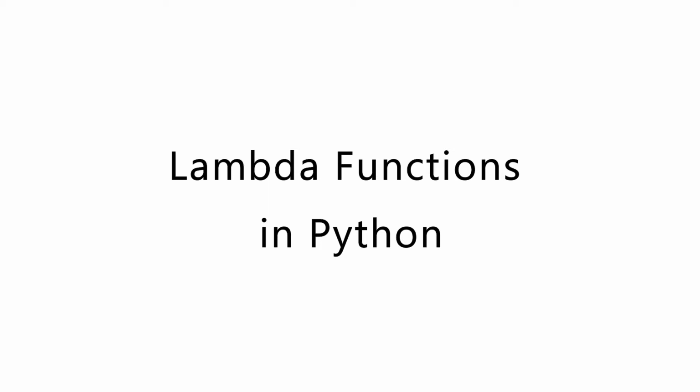So let's get started. Lambda functions are used to create a function without a name. They're also known as single line functions. You'll see that shortly. We can provide infinite numbers of arguments like functions, but can only pass one expression.